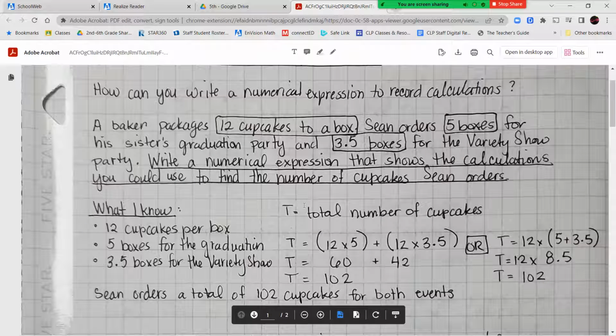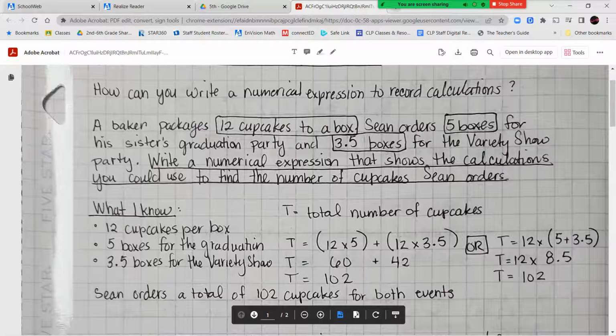So I'm going to put in a variable to show my total number of cupcakes, and I'm going to use the letter T for total number of cupcakes. So T is going to be 12 times 5 plus 12 times 3.5. Or I can write it as 12 times the sum of 5 and 3.5. Now, the sum of 5 and 3.5 is 8.5. So 12 times 8.5 will give me 102.